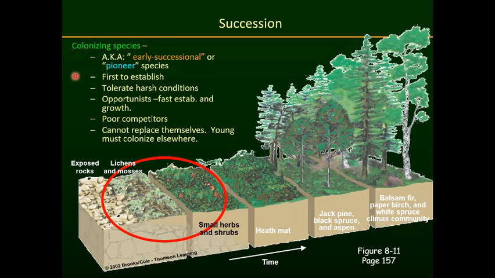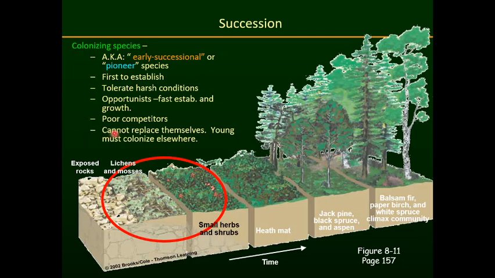All right, so colonizing species. They are the ones that move in right after disturbance and start establishing an ecosystem, okay? They are tolerant of harsh conditions usually, and they are opportunists. Opportunist species are able to quickly move in and take advantage of resources. Populations of opportunists tend to grow really quickly, then die back after those resources are used up by more competitive species. Opportunist species tend to be very poor competitors.